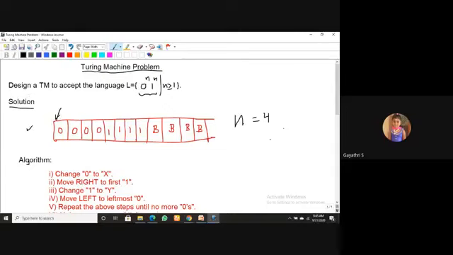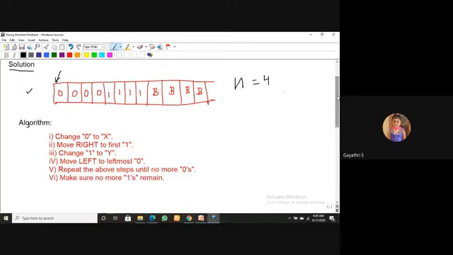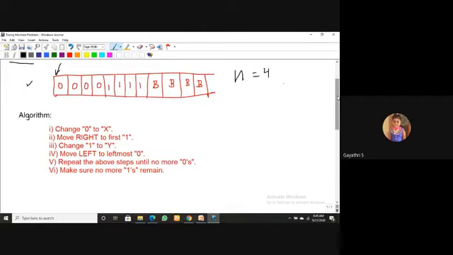So this is your current state movement. State. A Turing machine follows some instructions, that is, an algorithm. Based on the algorithm only, the Turing machine is able to work. Those instructions are called the algorithm. For this problem, 0 power n, 1 power n, here is the algorithm.